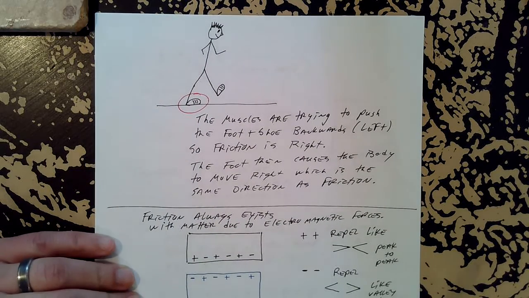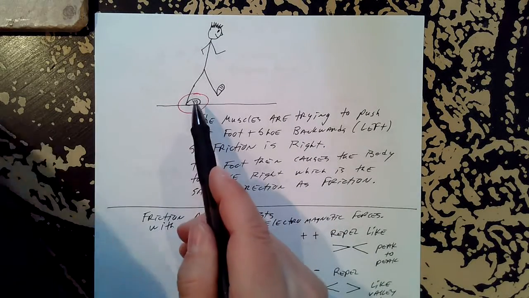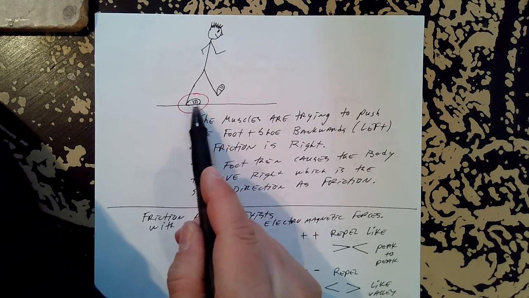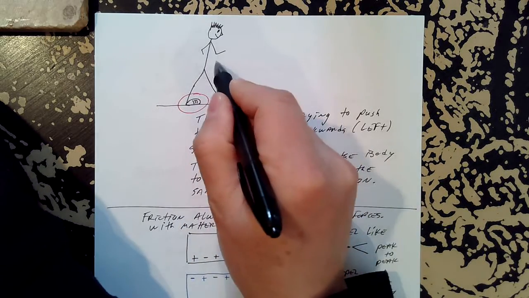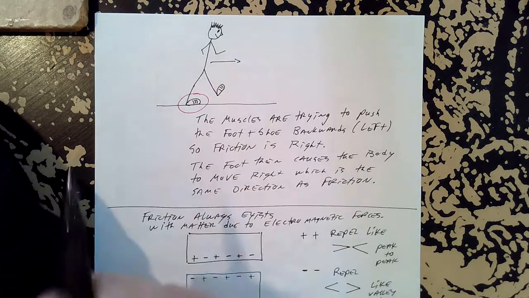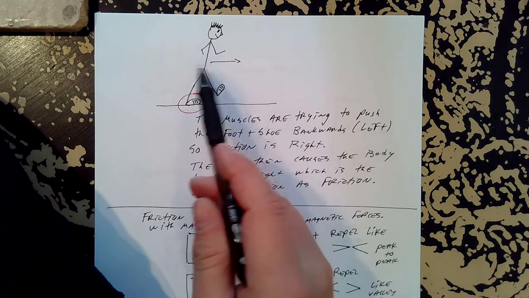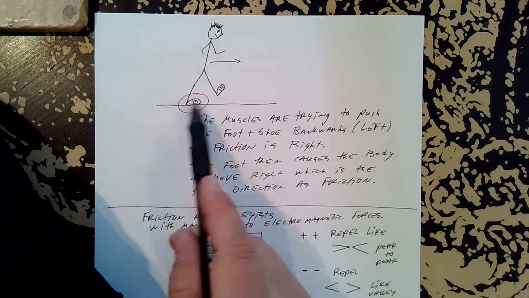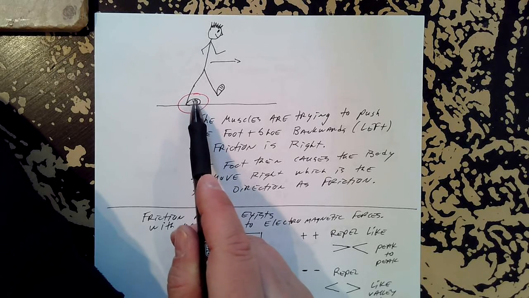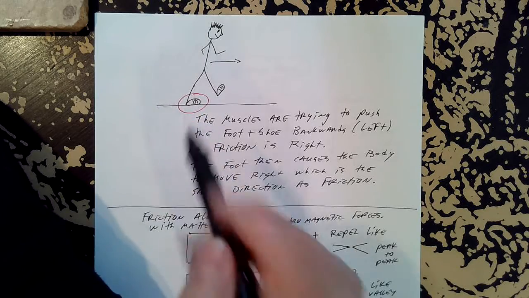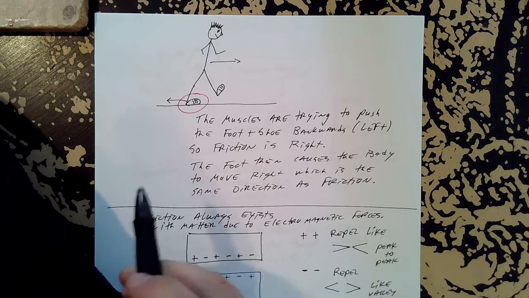So if we go back to the person walking or running, right now this foot is in contact with the ground. The body wants to go this way; this is the direction the person wants to go. So the muscles in the leg, the torso and everything are trying to make this foot and shoe go backwards, or to the left in this case.